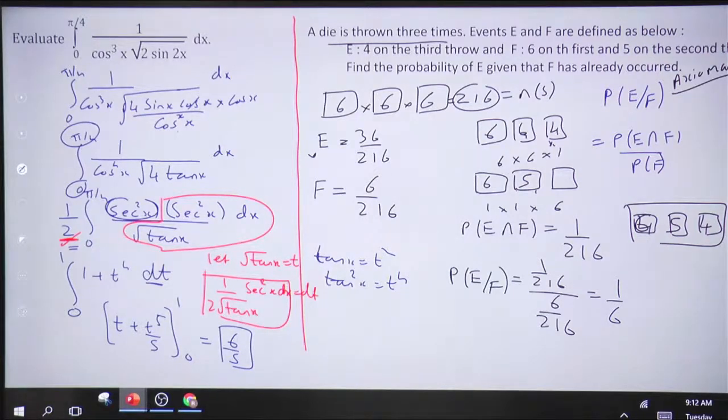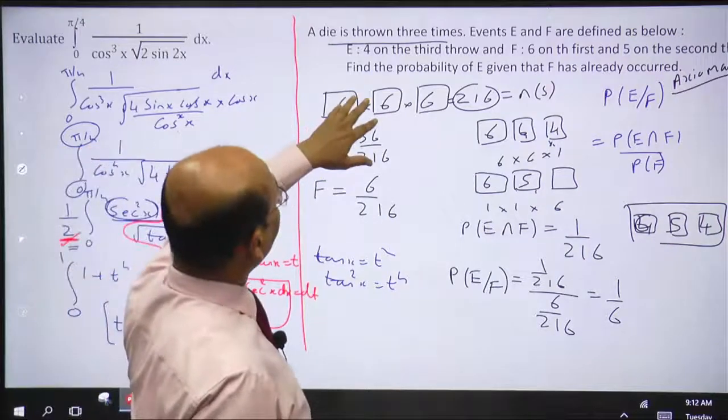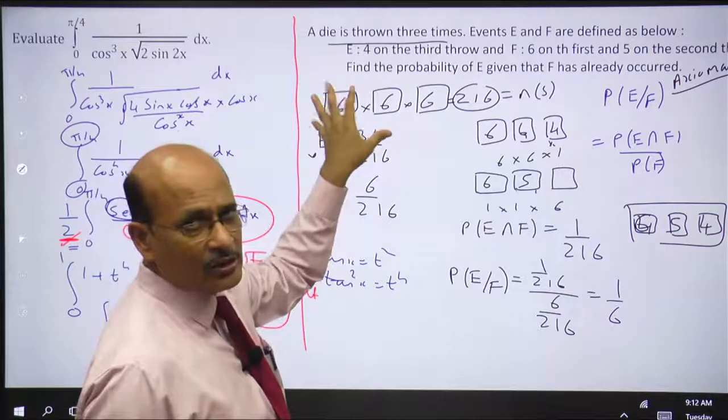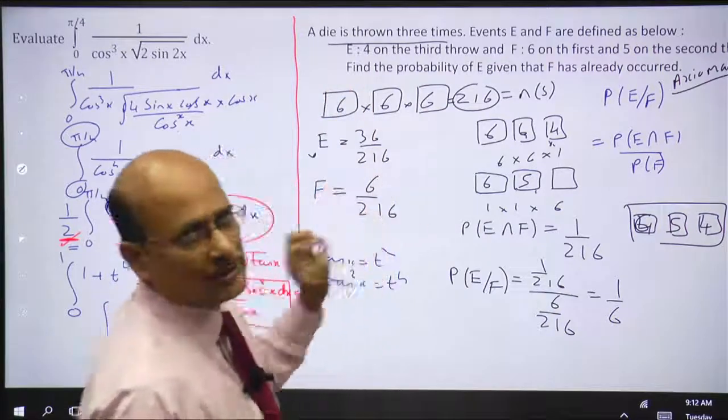Right, so I hope you got these two sums very clearly. This is what is required at your end. This part is very, very important. Remember, throwing the dice 3 times, 6 into 6 into 6, that is 216. So that is what it has to come. Okay, keep that in mind.